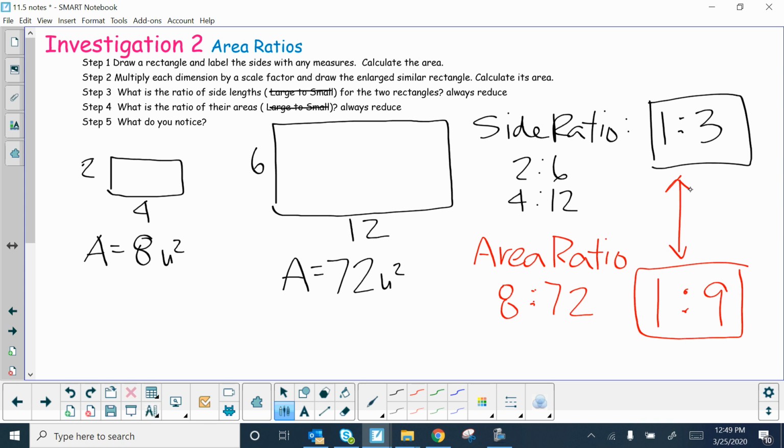Okay, they're different. So this is a different scenario than the perimeters. So what do you notice? Well, the 1 stayed the same, but the 3 changed. The 3 now changed to a 9. Think about this right here. This is in units squared. This is in units squared. Remember, this is just regular units right here. So when I say units, this could be 2 inches, 4 inches, 6 inches, 12 inches. That means this would be 8 inches squared, 72 inches squared. What do you know about the 3 to the 9? Well, if you square the 3, doesn't that give you 9? Okay, so that's something to think about.